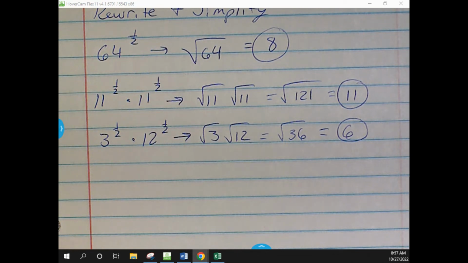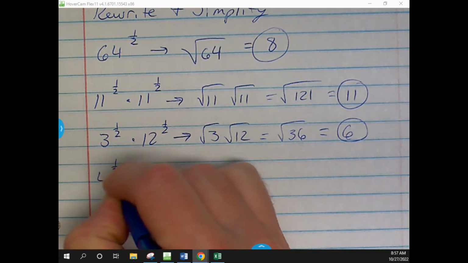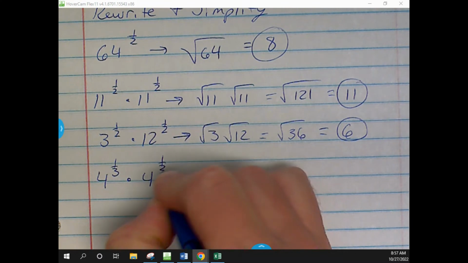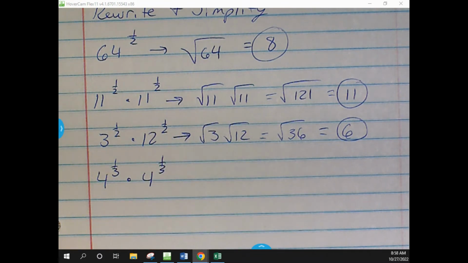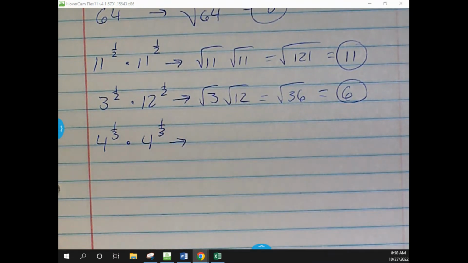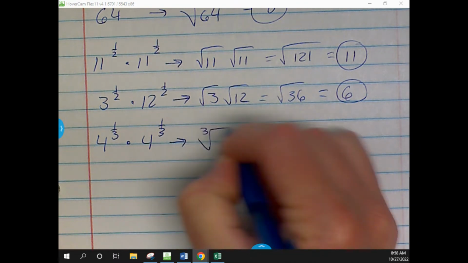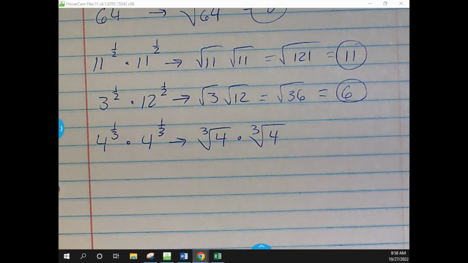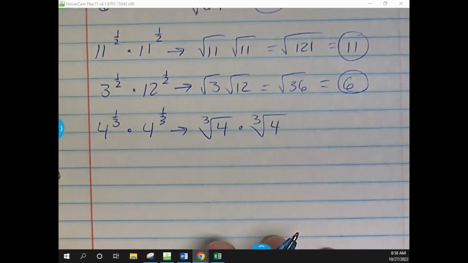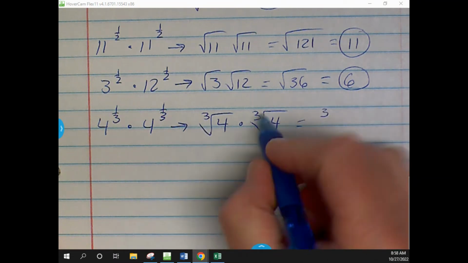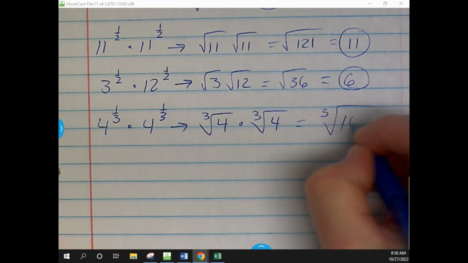But let me give you one more of these. Let's do 4 to the 1/3 times 4 to the 1/3. Actually this problem will answer that question for you because this one won't work out perfectly. So this is the third root of 4 times the third root of 4. The index is the same on both of these, so we can do 4 times 4 to make it 16.